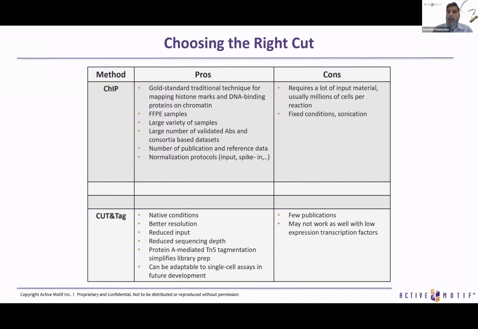On the other hand, CUT&Tag works in native conditions. We have seen that we get better resolution. We need fewer cells. Now people are talking about single cells also. We save time preparing the library with the use of Tn5. We go lower in the sequencing depth, and I can show you that we need 8 million reads, for example, to get really nice reproducible data. But as cons, we have fewer publications, fewer validated antibodies with regard to transcription factors, for example, and of course, fewer sample types validated compared to ChIP-seq.